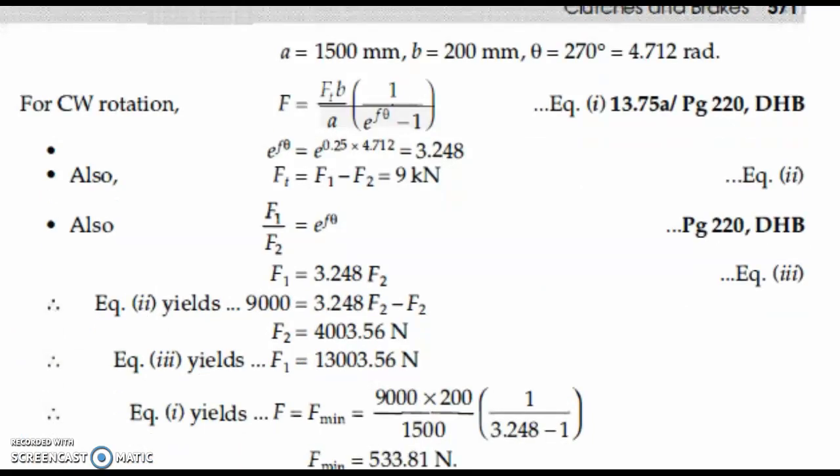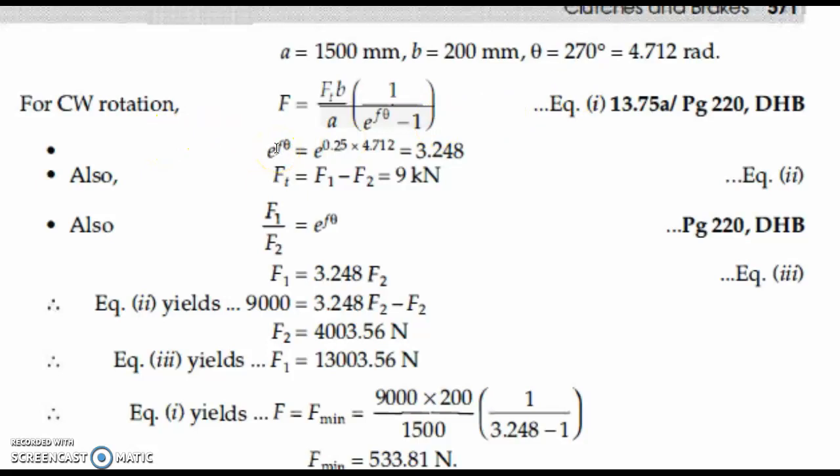Now we can go for the solution. We can compare with our data book. The values are given. What is the value? A is equal to 1500 and B is equal to 200. Angle theta is equal to 270 degree, or we can convert it into radian, that is equal to 4.712 radian.